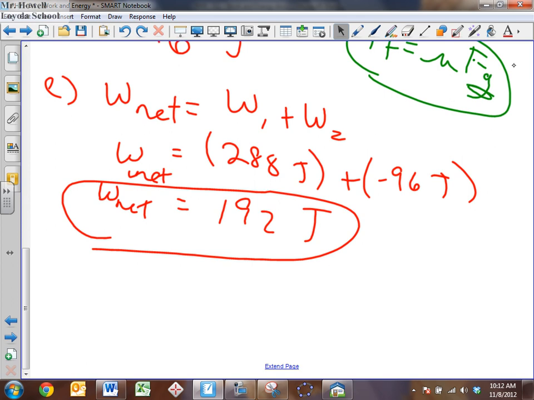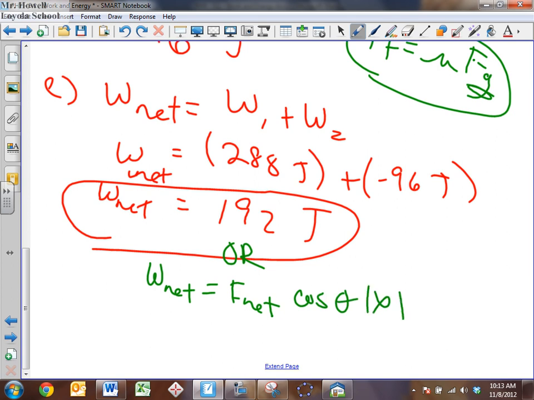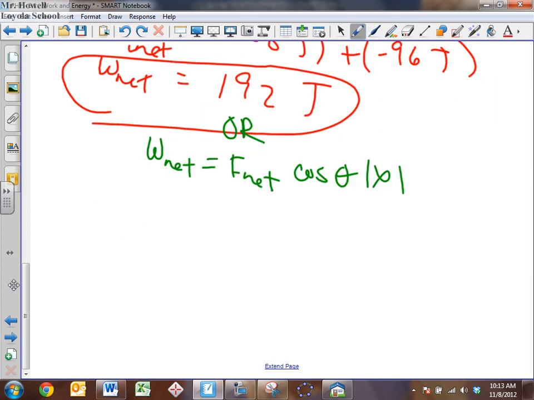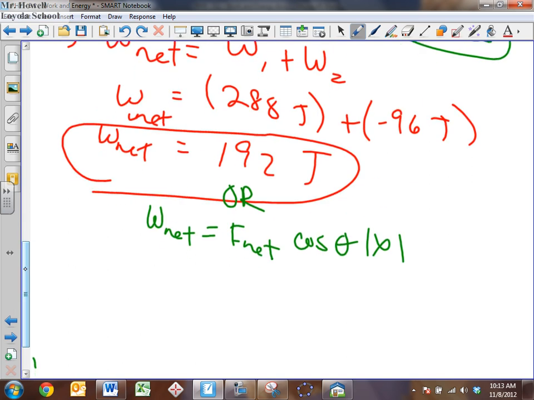Now, there's another way to solve for net work. So I'm going to give you an alternate method. The alternate method is to use your equation. Now, watch what happens here. If I use this equation here, Fnet, what was the force acting to the right? What did this person provide a force of? How many newtons? 12 newtons, right? What was the friction force acting to the left? 4. And since it's acting to the left, negative.